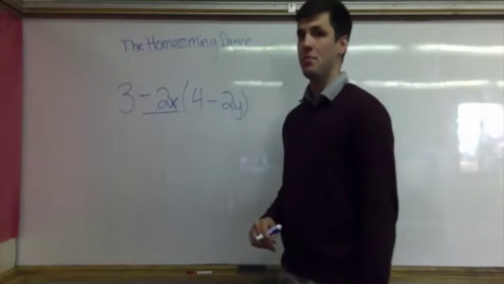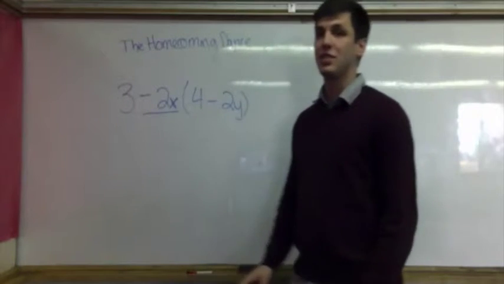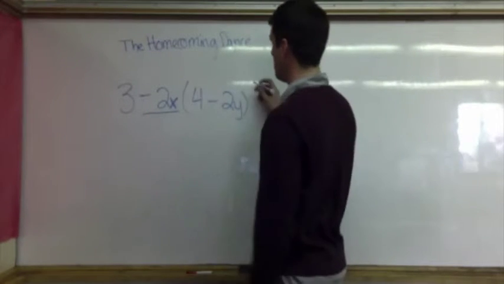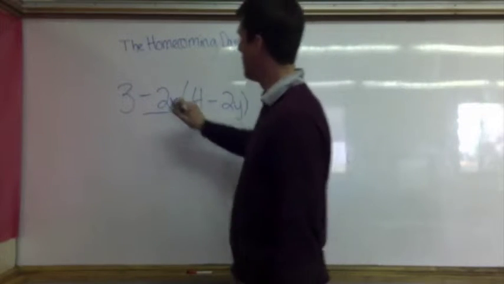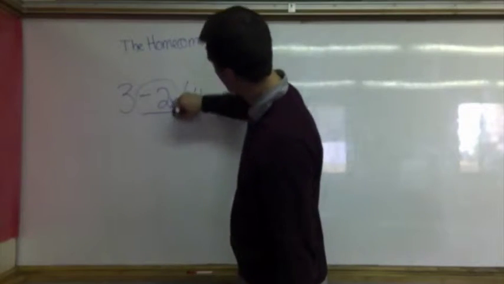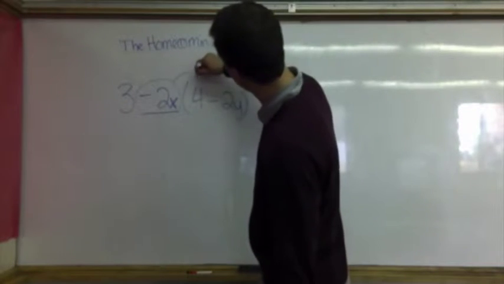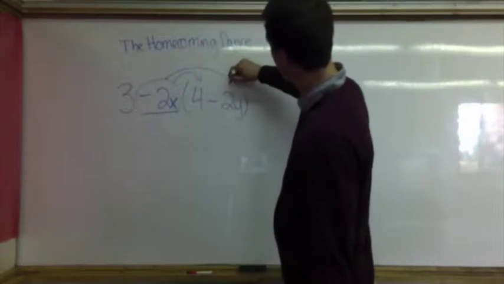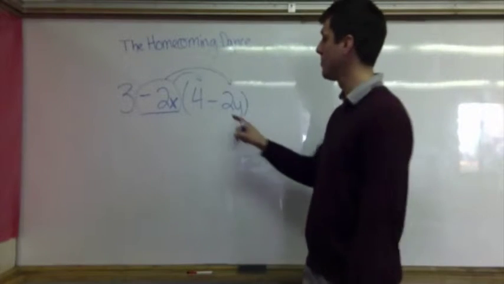In this problem, you ignore the positive 3 to the side because the positive 3 is not multiplying to this grouping, so it is not involved in distributing. So negative 2x is what you are distributing. And to distribute it, you draw arrows to the 4 and the negative 2y on the inside. Make sure that you're paying attention to the signs.